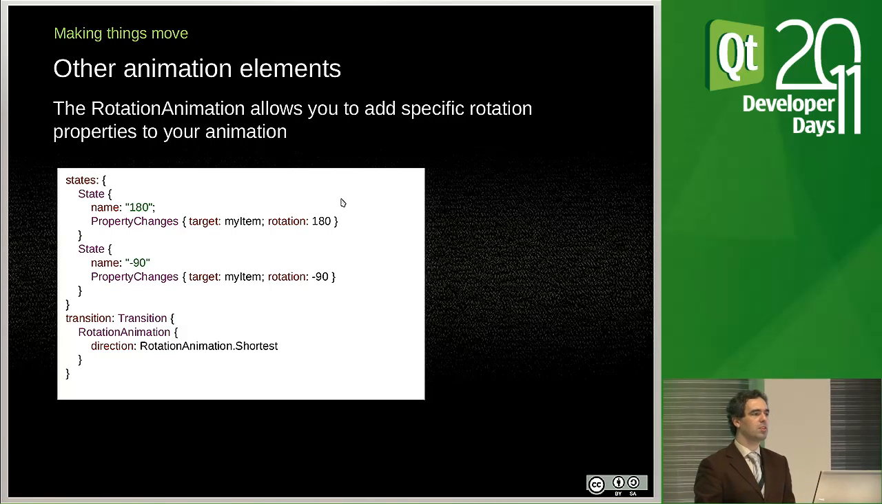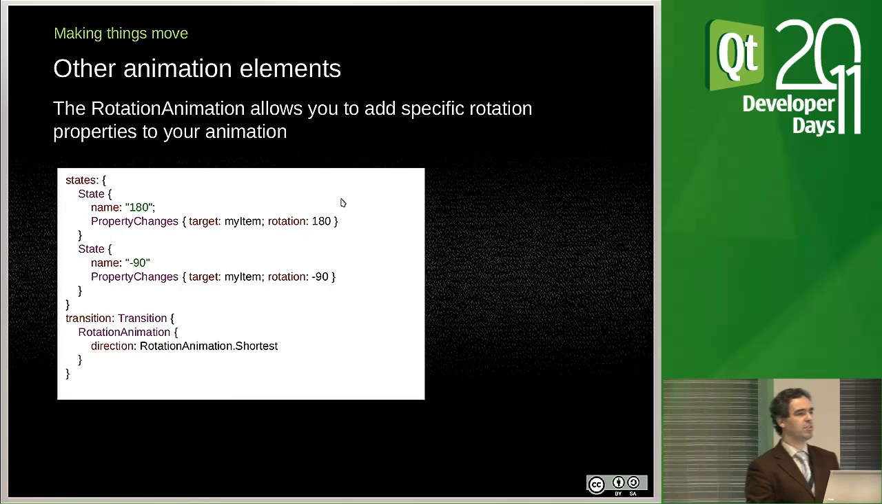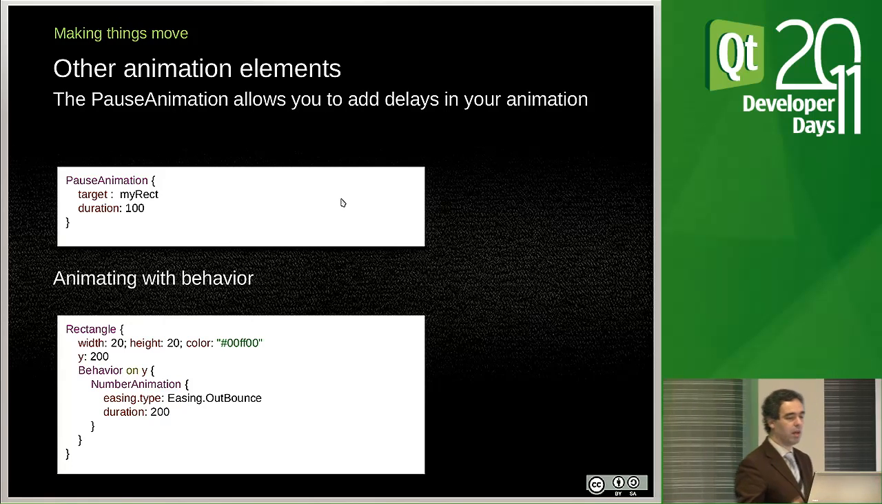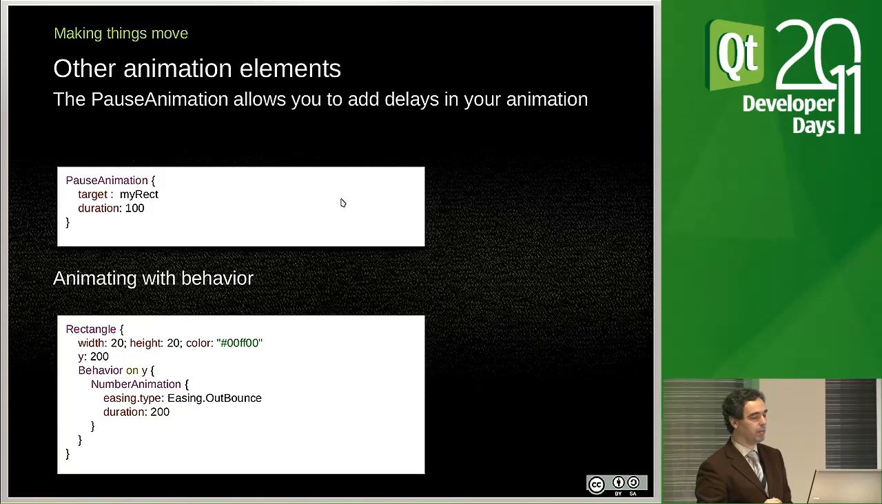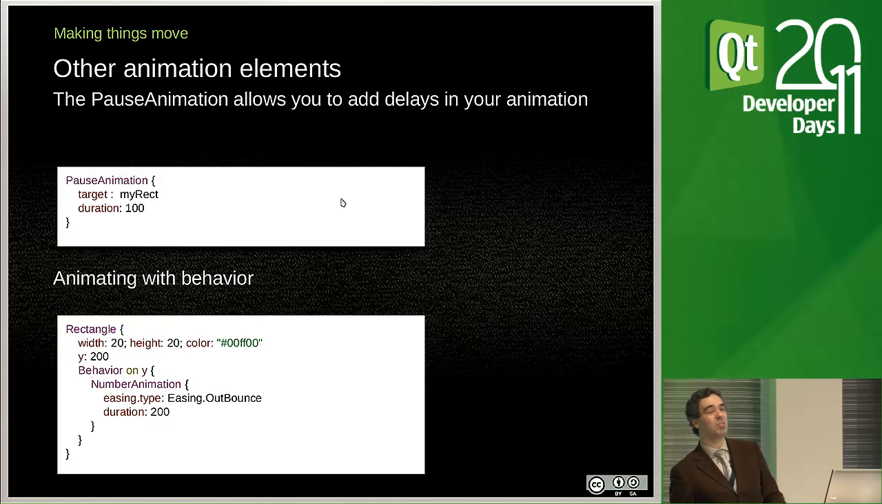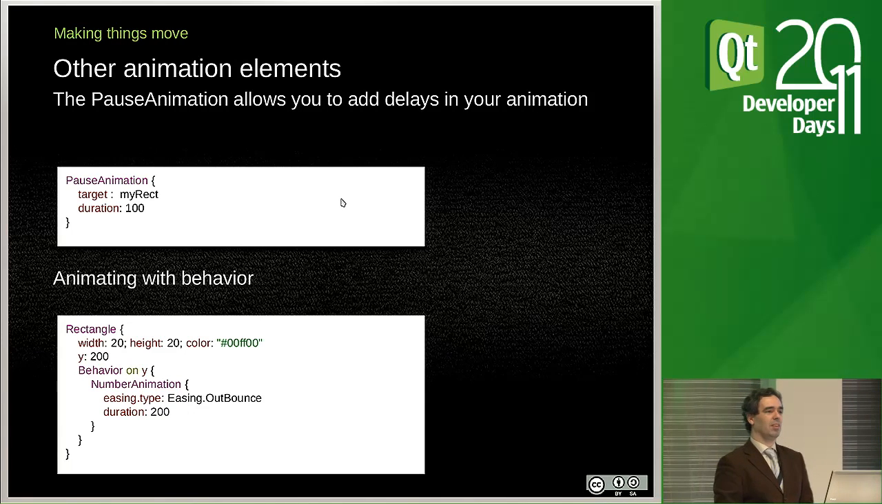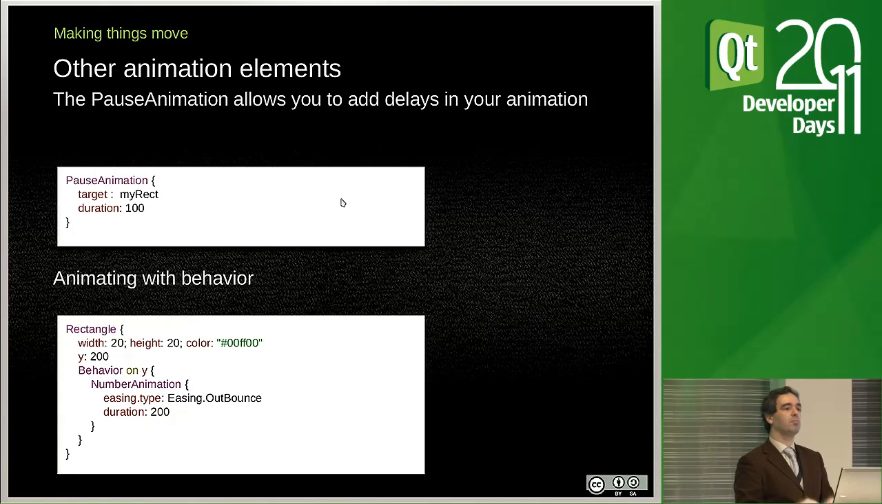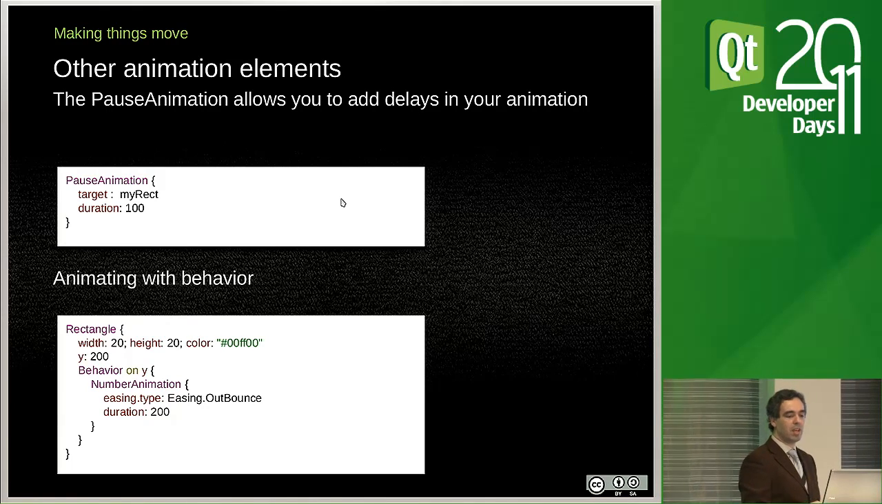There's a rotation animation. Rotation animation is very much like the number animation. And one that I would really like to talk a little bit about is the behavior. Behavior is the animation I use the most by far. It's a different way of animating stuff. It's bound to its object.